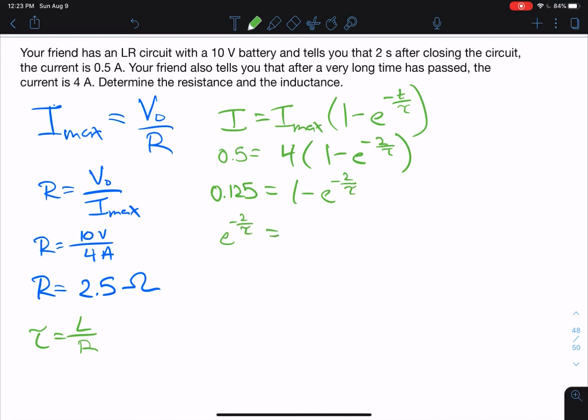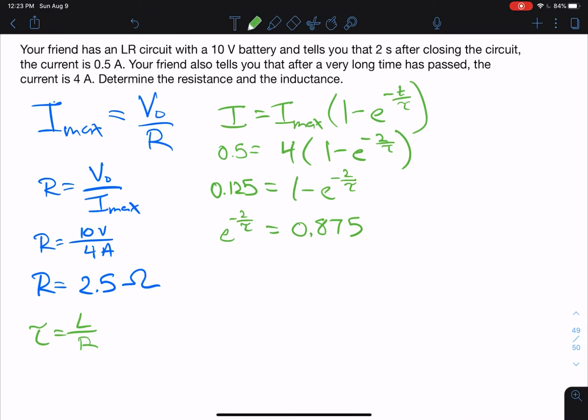And at the same time, I'm bringing the 0.125 over to the other side, subtracting it from the 1. So that's going to be 0.875. Take the natural log of both sides. If I do that, all I get on the left side is the power, negative 2 over tau. And this is the natural log of 0.875. I'm solving for tau, so this is going to be negative 2 over the natural log of 0.875. That's going to equal tau.